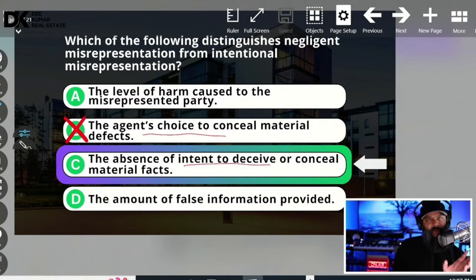So if you're intentionally looking to conceal something, then that's the intentional misrepresentation. Negligence simply means that you should have known something that you were saying was false or could be injurious, that you should have known better. That's the difference between negligence and intentional misrepresentation. Definitely something you're going to see.